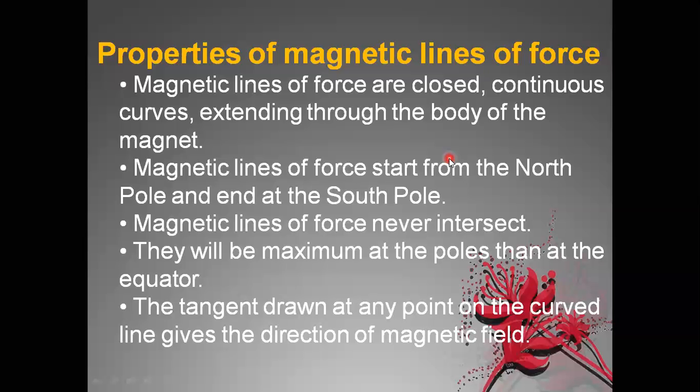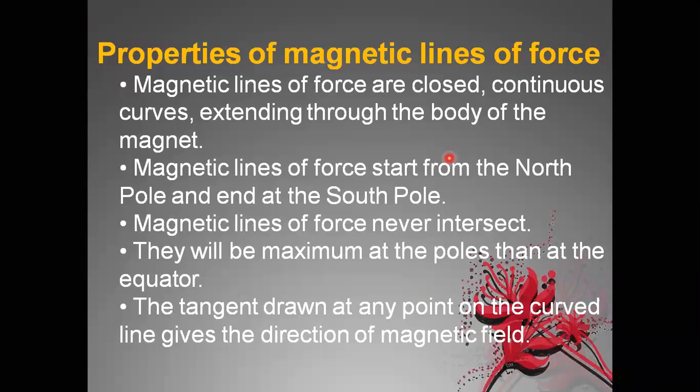So in this class we have discussed what a magnetic field is, magnetic field lines, magnetic flux, magnetic flux density, and the properties of magnetic lines of force. The magnetic field means the region around the magnet where its magnetic influences can be felt. The magnetic field is denoted by B. The unit is Tesla. The next one is magnetic field lines.